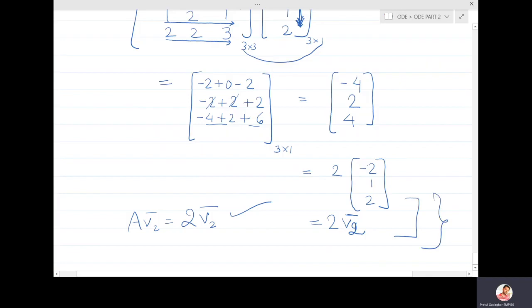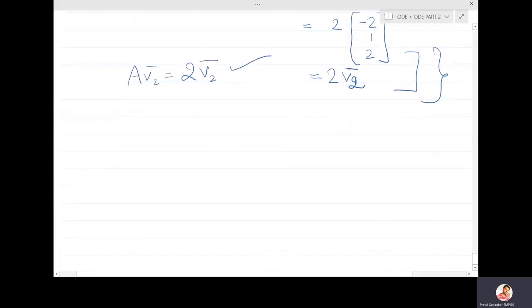In similar fashion, you can now calculate the eigenvector corresponding to the third eigenvalue. The third eigenvalue is lambda 3 equal to 3. V3 bar corresponds to lambda 3 equal to 3, and that I leave to you now. It should come out to be minus 1, 1, and 2. So the three eigenvectors are obtained.